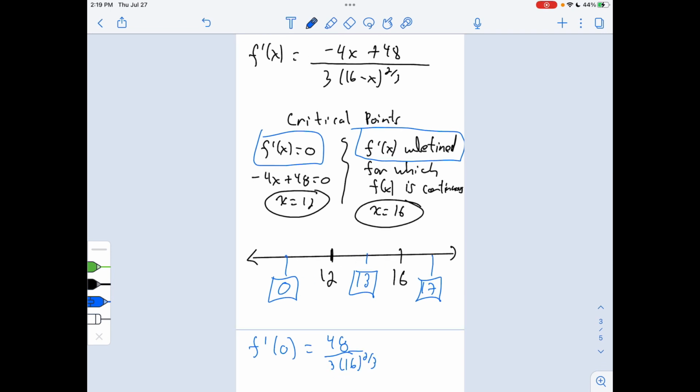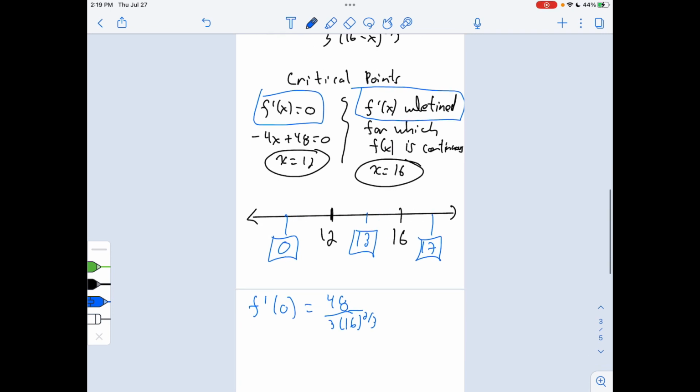So any one of these numbers is either going to give me a negative or positive. The derivative equals 0 at 12. So there's no places other than that where the derivative would equal 0. And the 16, the reason we're interested in that is because it changes the sign. So that's why we put that in the number line. Anyways, I'm digressing here. So you get 48 over 3 times 16 to the 2/3. All I know is that that's positive.